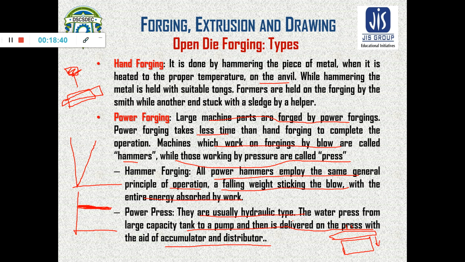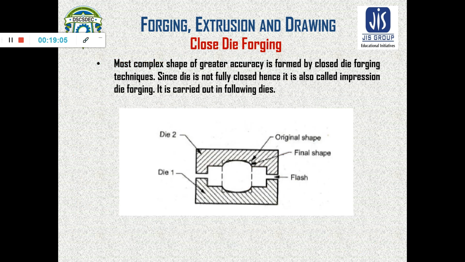So in case of power press, mainly hydraulic presses are used, and in case of hammer forging, the load is an impact load or blow load. So those are the different types of open die forging. Now we will see closed die forging.